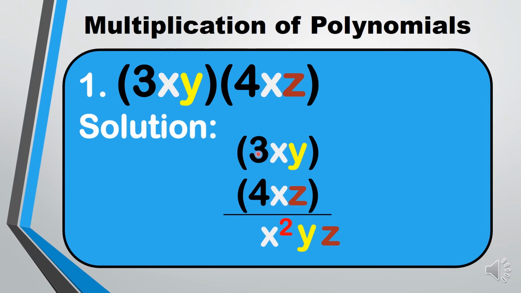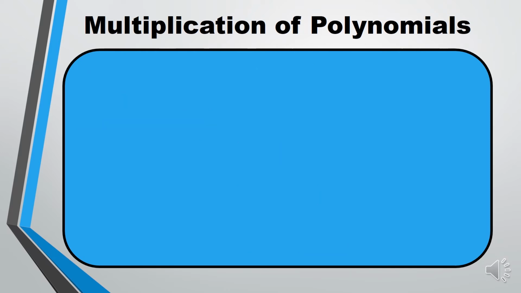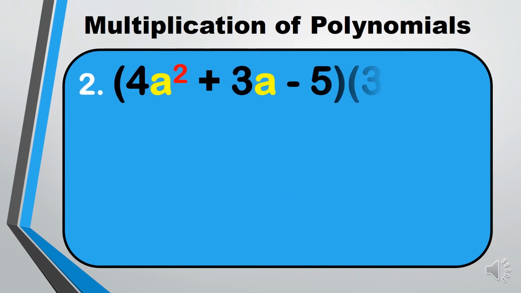At imumultiply na lang natin ang mga natirang numerical coefficient. 3 times 4 is equal to 12. At ang ating final answer for 3xy multiplied to 4xz ay 12x raised to 2yz. Now let's proceed to our next example.